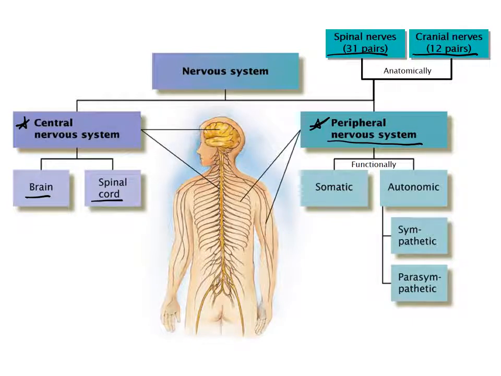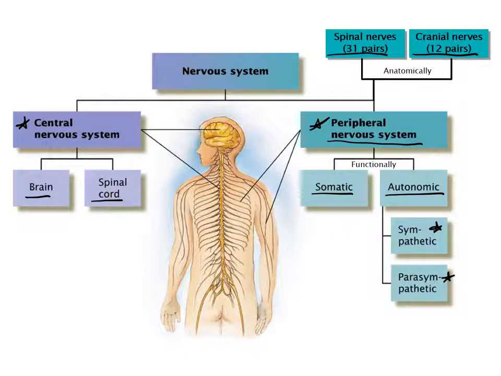Spinal nerves originate from the spinal cord and they exit the vertebral column via the intervertebral foramina. Cranial nerves, however, mostly originate from the brainstem and they exit the cranium through foramina in the floor of the skull. The peripheral nervous system is also divided functionally into somatic and autonomic divisions. Autonomic fibers are further subdivided into parasympathetics and sympathetics.